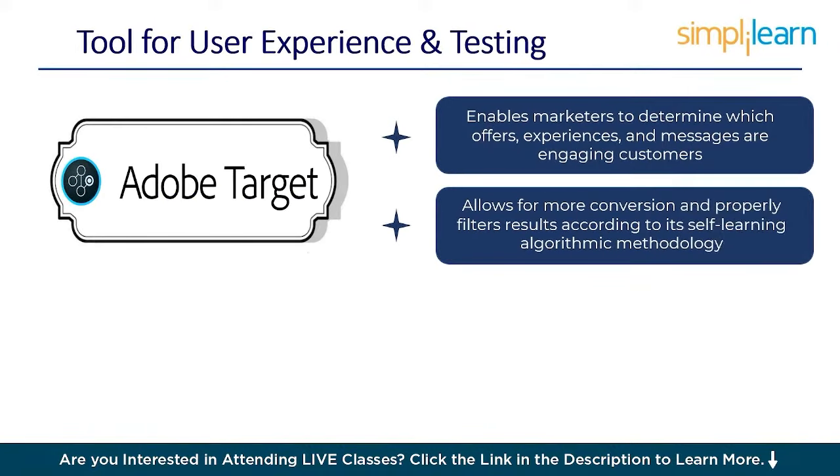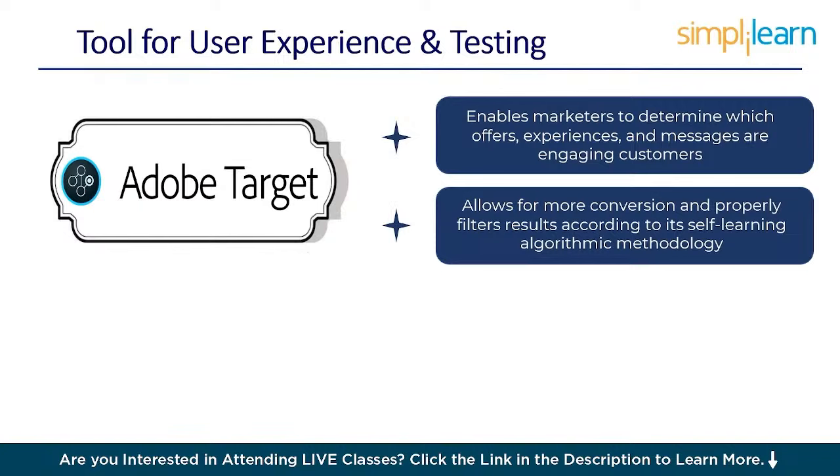Adobe Target is a rule-based testing and targeting tool that can be integrated with analytics and provide reports for marketing offers, customization, and UX testing. This feature enables marketers to determine which offers, experiences, and messages are engaging customers. It has a user interface, integrated best practices, and powerful features for tracking site traffic. It allows for more conversion and properly filters results according to its self-learning algorithmic methodology. The tailoring of consumer interactions across all marketing channels and business contact points may also be automated.